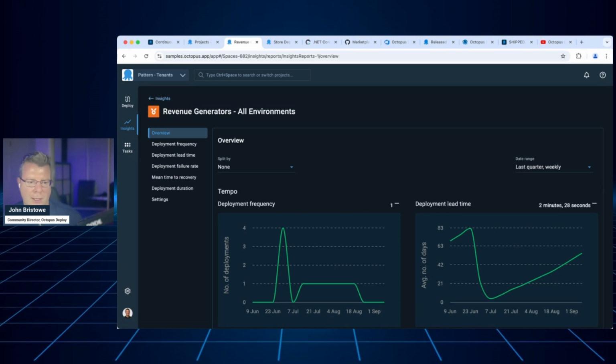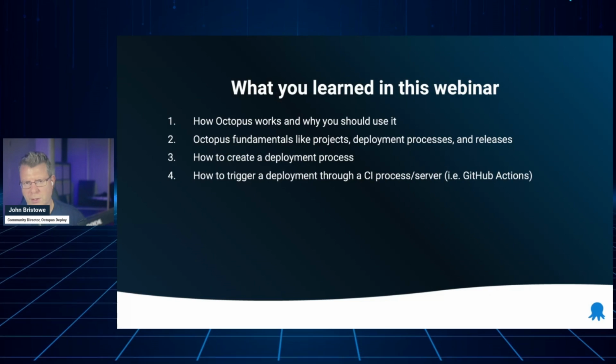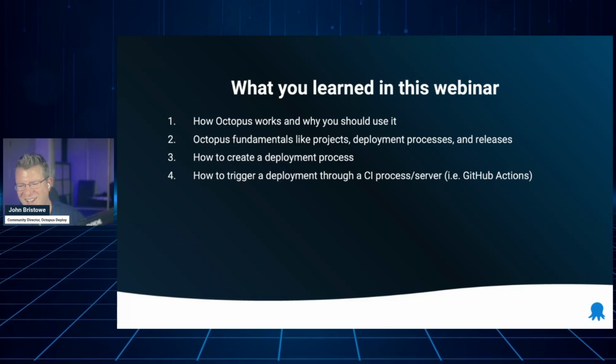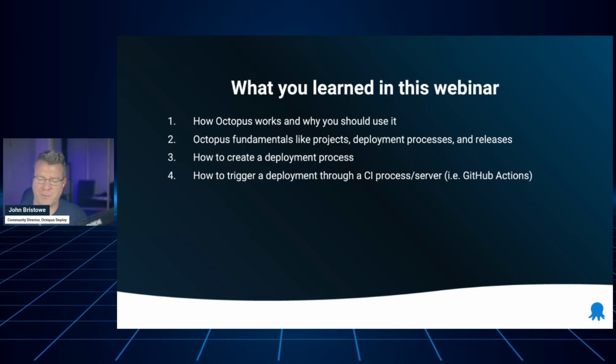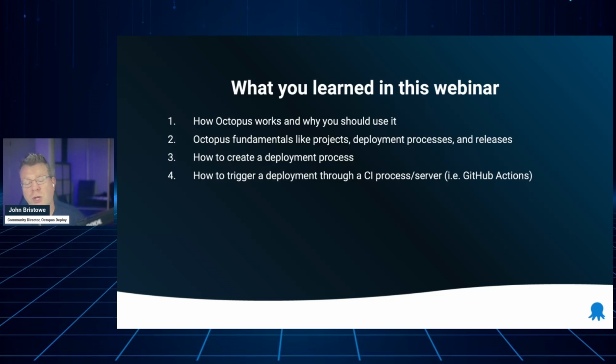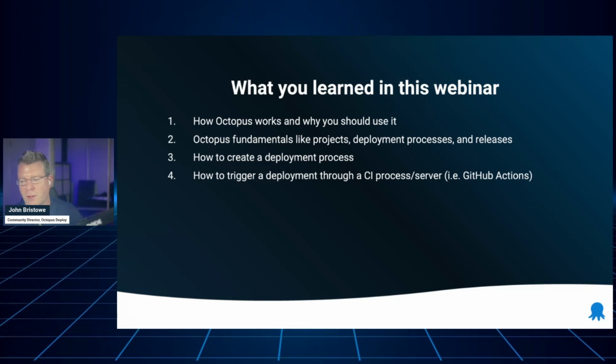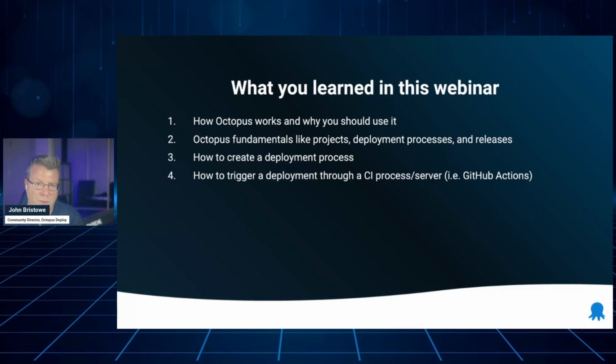Awesome. All right. So just to wrap things up, let me switch over to my slides here. So what you learned during the webinar, hopefully. You learned a little bit about how Octopus works and why you should use it. I think I spent a lot of time talking about that. You learned about some fundamentals, such as what is a project, what is a deployment process, what is a release. Remember, it's a snapshot. It's important. I showed you how to create a deployment process. And finally, we saw how you can trigger those. I showed you Azure DevOps and GitHub and lots of ways to trigger these. You can trigger them yourself. We have a CLI. You can target the API. Lots of ways in which you can trigger these automations.